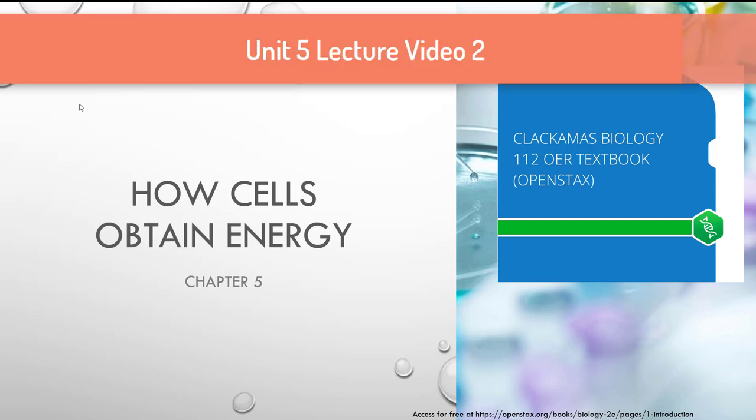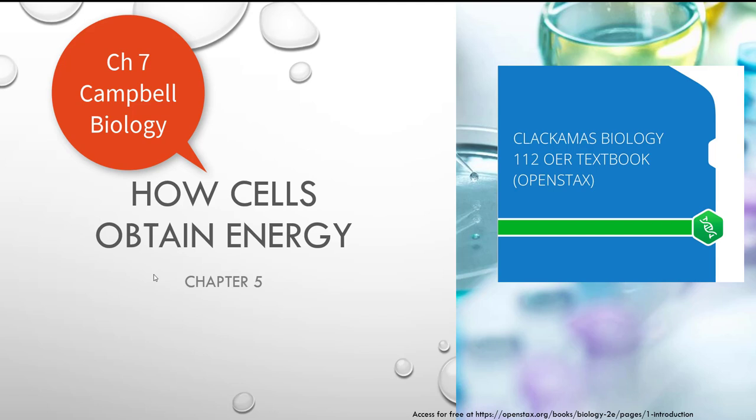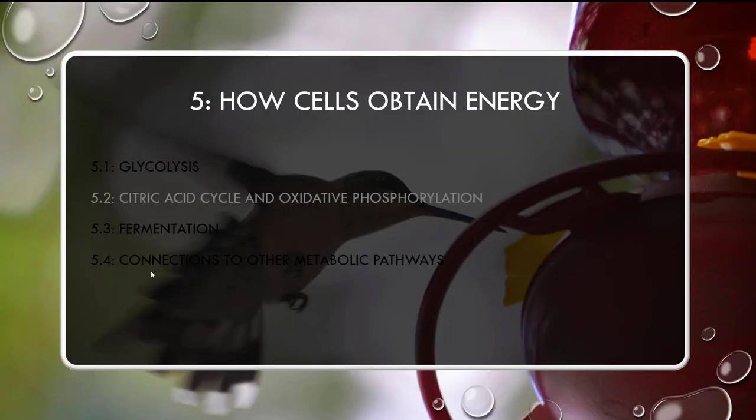Welcome back, everyone. So we're going to continue on learning about cellular respiration in chapter 5 with how cells obtain energy. So in the previous video we learned about glycolysis, which occurs outside of the mitochondrion in the cytoplasm. So we're going to continue with the products of glycolysis, pyruvate, moving into the mitochondrion and continuing to be broken down further through the citric acid cycle and oxidative phosphorylation to extract ATP. So that's what we'll continue to look at.